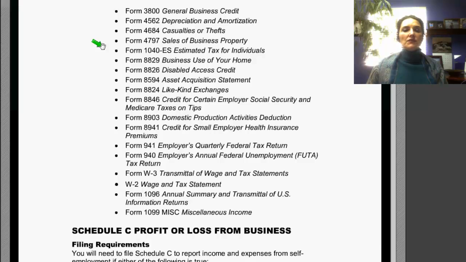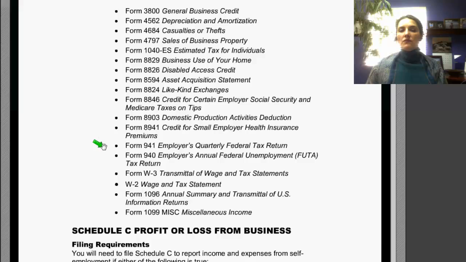estimated tax for individuals, Form 8829, business use of your home, Form 8826, disabled access credit, Form 8594, asset acquisition statement, Form 8824, like-kind exchanges, Form 8846, credit for certain employer Social Security and Medicare taxes on tips, Form 8903, for the domestic production activities deduction, Form 8941, credit for small employer health insurance premiums.